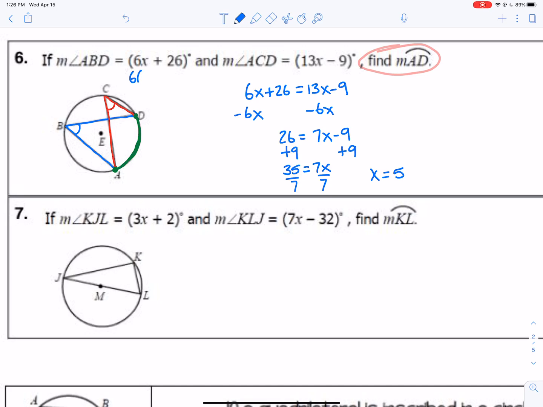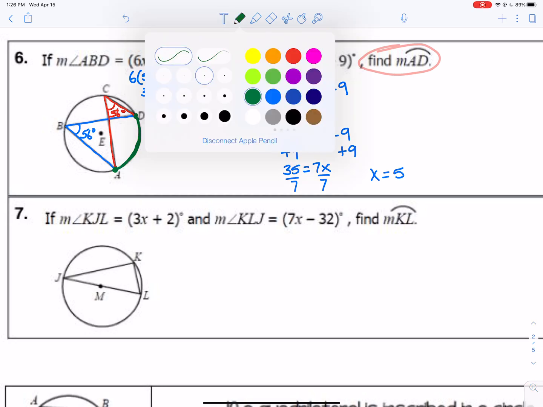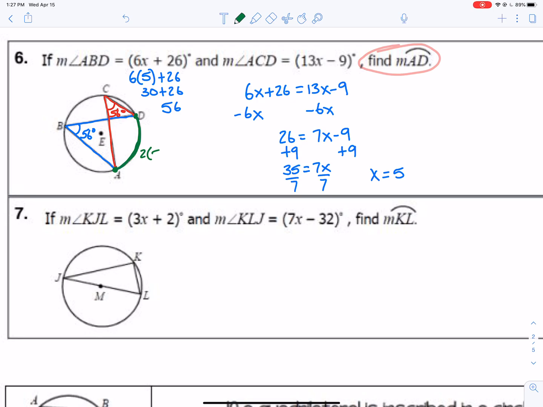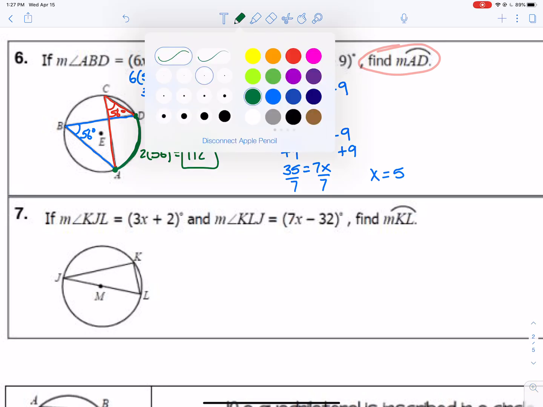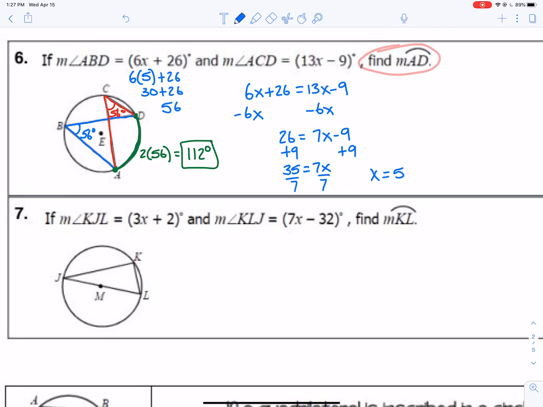So if we say 6 times 5 plus 26, that's 30 plus 26, and that would just give us 56 degrees for each of these angles. And then the inscribed angles are half of the measure of the intercepted arc. So we need to say 2 times 56 would be 112 degrees for that arc AD. All right. For number 7, it says the measure of angle KJL. So let's say K to J to L.